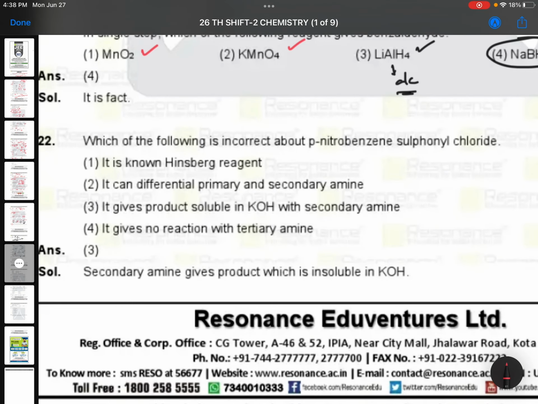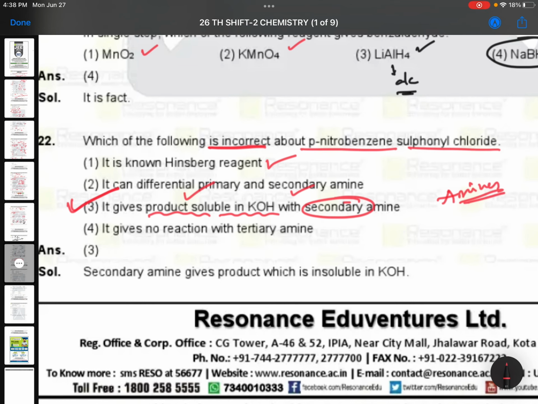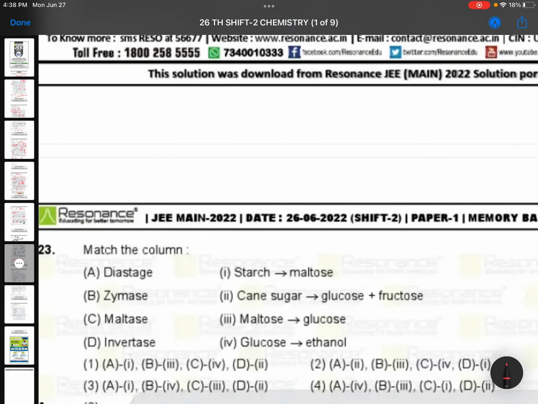Which of the following is incorrect about para-nitrobenzene sulfonyl chloride? Benzene sulfonyl chloride is called Hinsberg reagent. It reacts differently with primary amine and secondary amine, with no reaction with the tertiary amine, so it can be taken as a test. It gives a product soluble in KOH with primary amines, not secondary. Secondary amines, there is no solubility. So this statement is the incorrect statement, so this is your answer. Very simple. This statement is there in NCERT, amines. You can take it as a simple textbook based question.